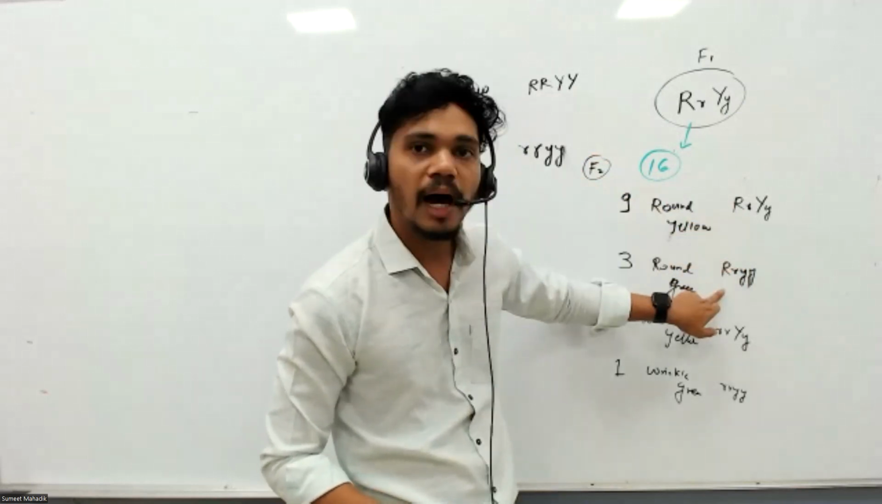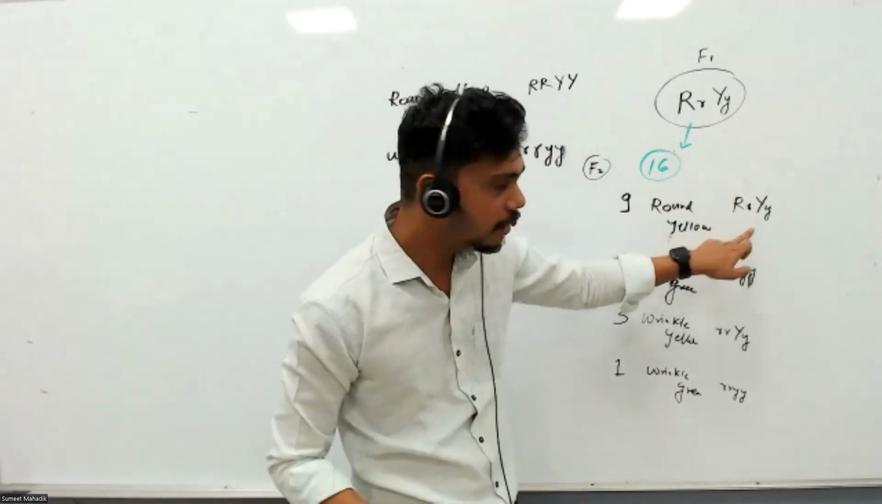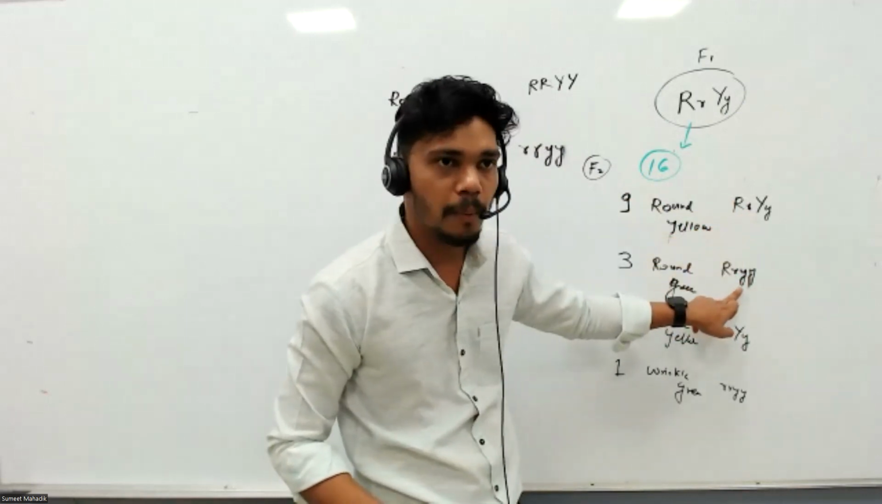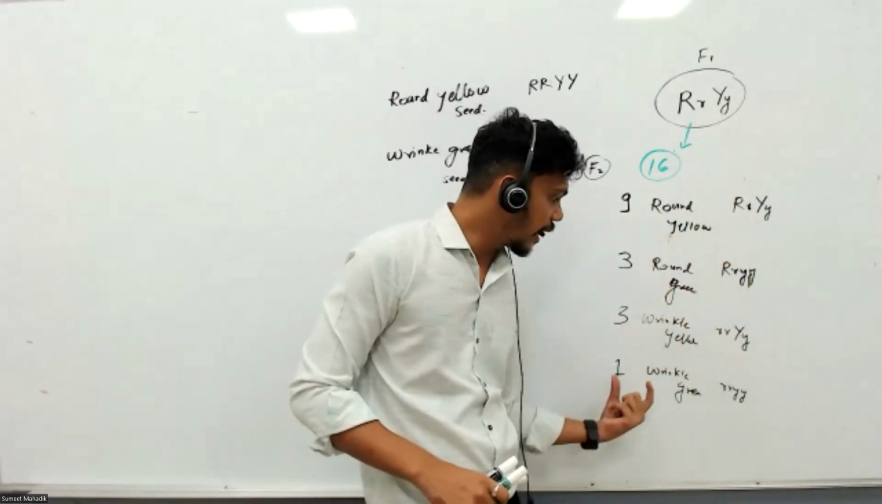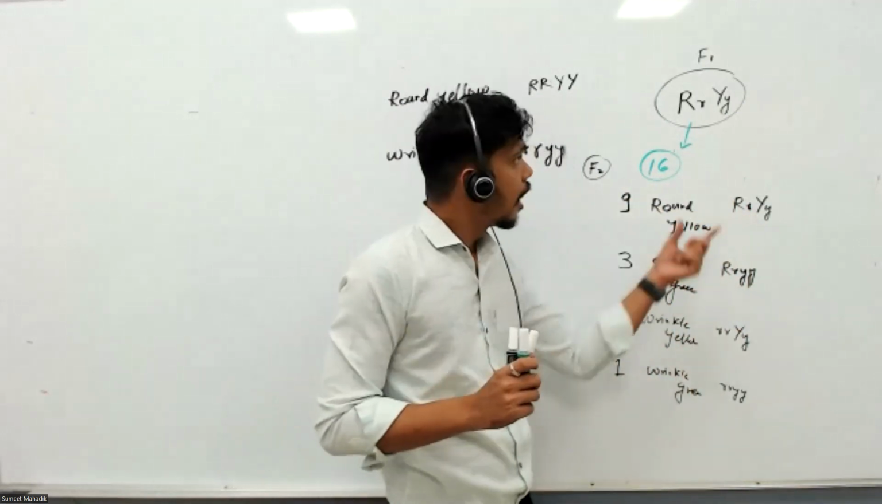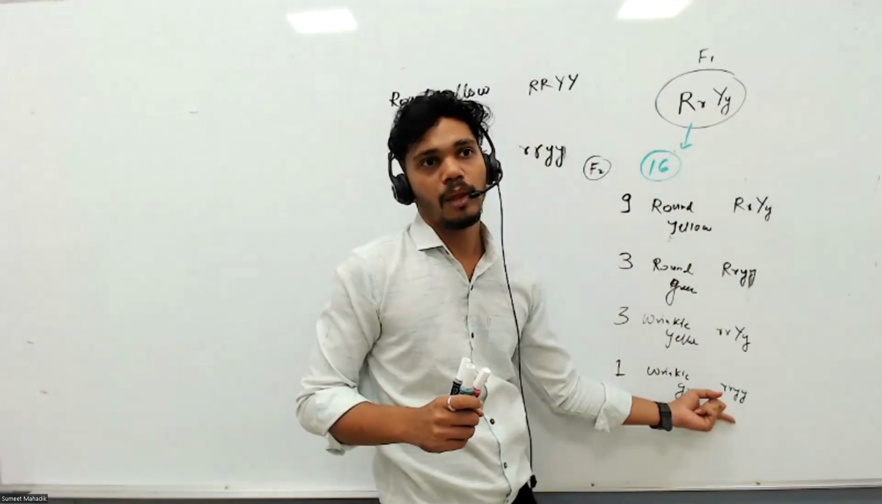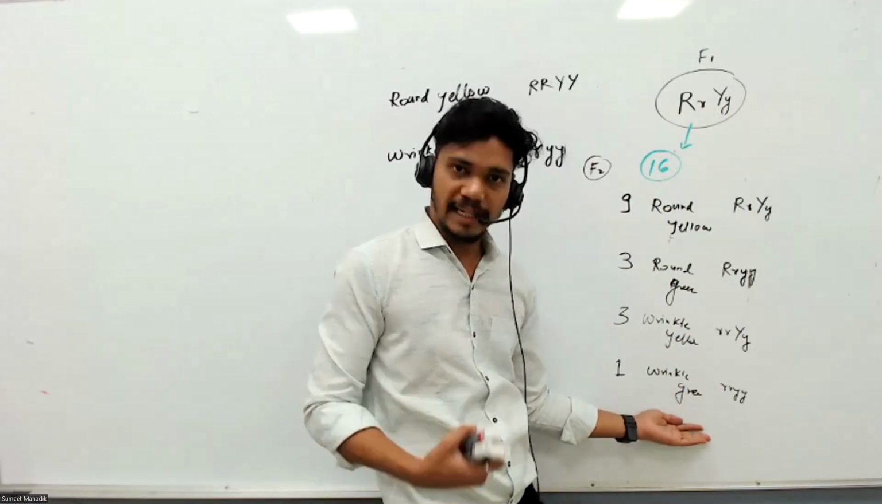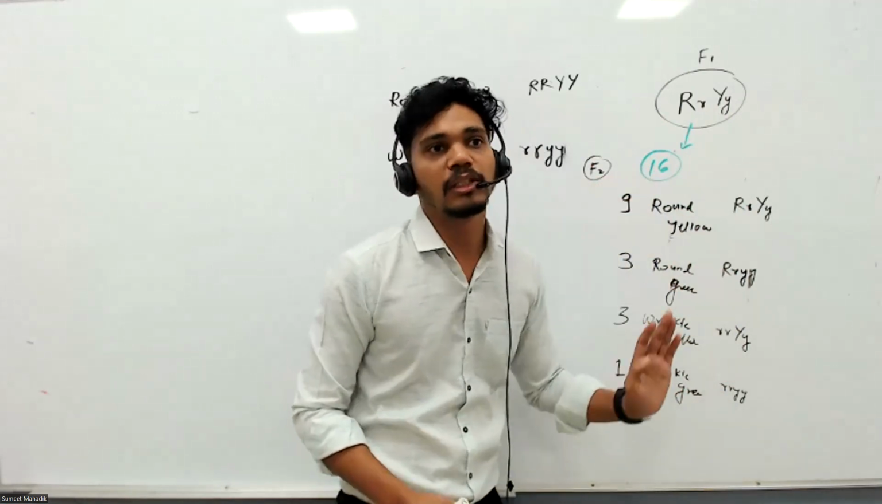Again, round is dominant. But apart from that, yellow was dominant. Here 3, yellow was dominant. Which one? Green color. Then apart from that, 3 wrinkled. And only one out of 16 was wrinkled green. So the recessive character also gets activated when they undergo the F2 generation. So this was the result.